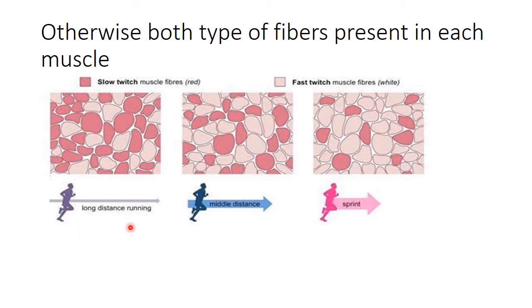Long distance running means you will find more red colored muscle fibers. Here in sprint exercise, you will find more fast or pale colored fibers. Their combinations are there, but here more fibers are of the pale type, and there more fibers are of the red type.